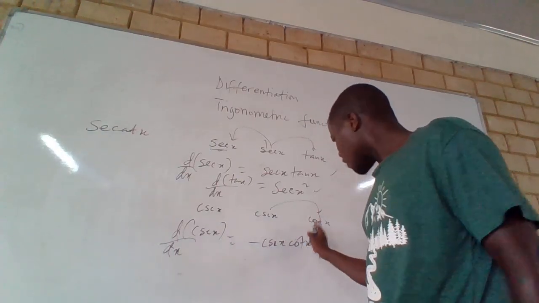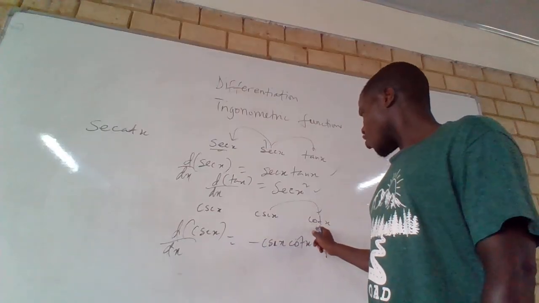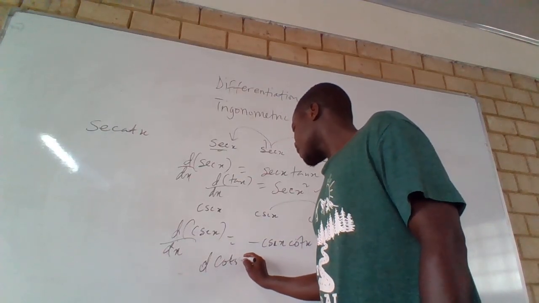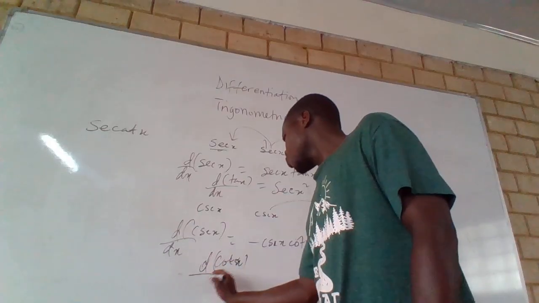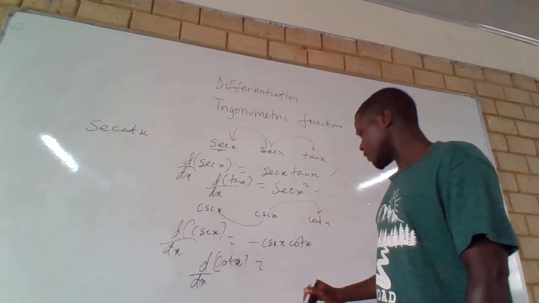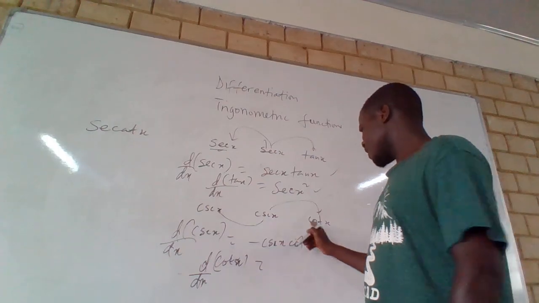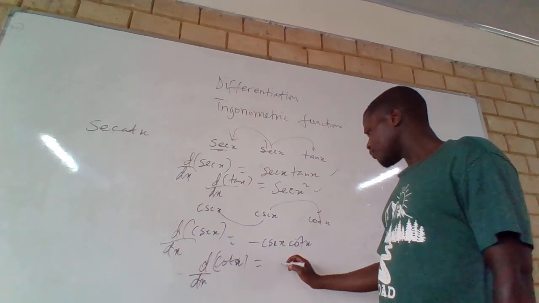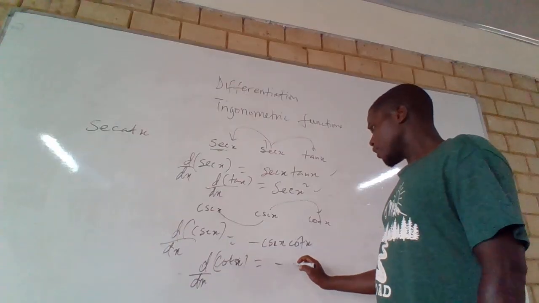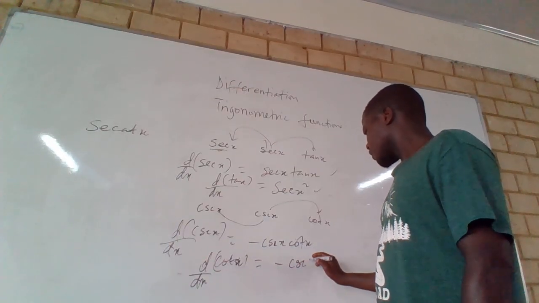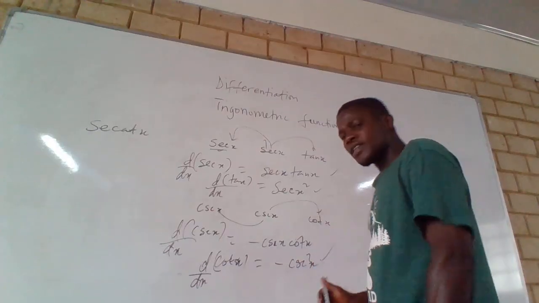If you are asked to differentiate cot x with respect to x, this gives you, just multiply this and this, right? So just multiply this and this and bring your negative, yeah? Yes, so this will be minus cosecant squared x, all right? That's it.